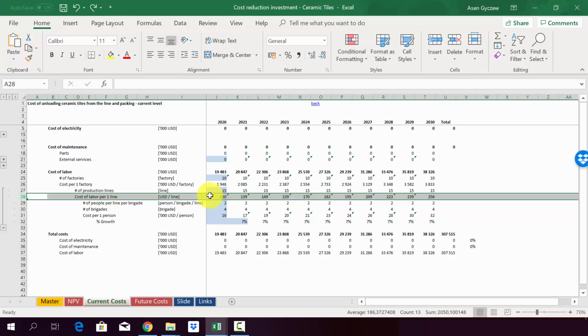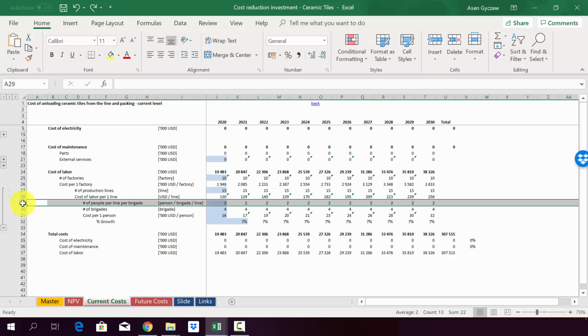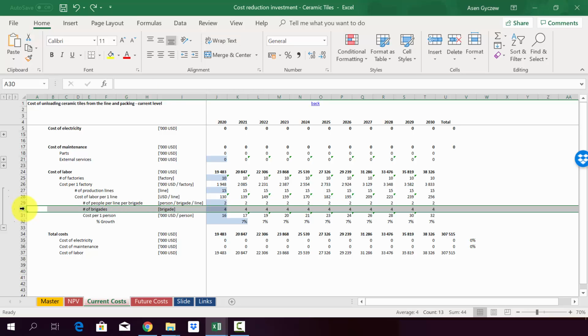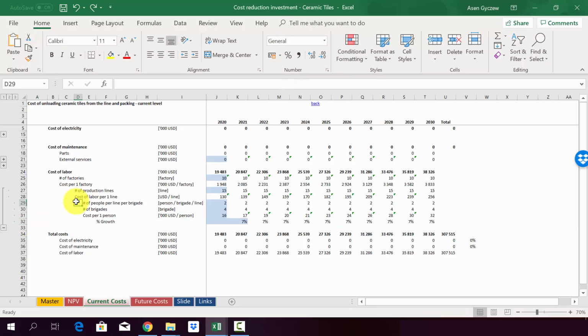The cost of labor depends on three things. We've got the number of people in a brigade, a group of people that works together. Since they work 24/7, it means that you need four brigades to cover it. And finally, we've got a cost per one person that we know is growing fast by 7% annually. So out of this, we get the calculation of the cost of labor.